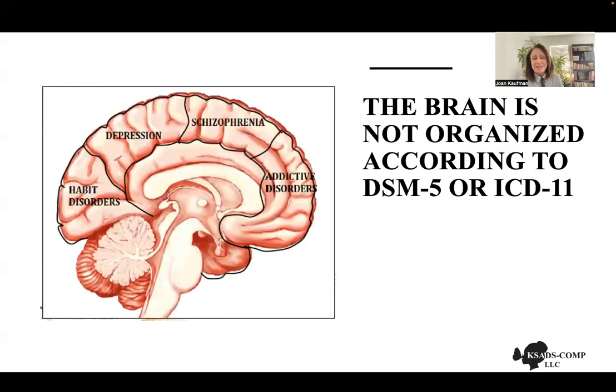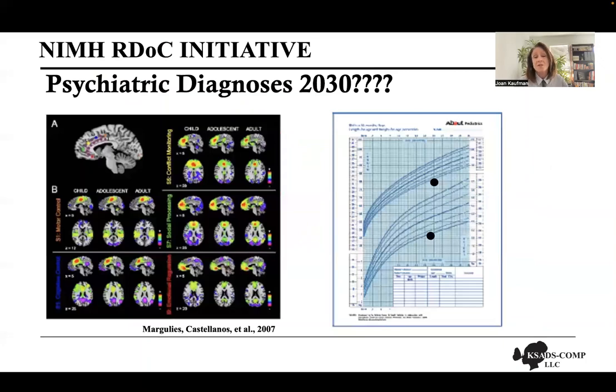So, there has been a desire in psychiatry for a long time to try to figure out what parts of the brain are associated with which psychiatric disorders. But nonetheless, what we've learned over time through decades of research is that the brain is not organized according to either the DSM-5 or the ICD-11. The National Institute of Mental Health has an initiative called the Research Domain Criteria Initiative, or RDoC initiative, which hopes at some time to be able to map various brain systems to various different types of behaviors and symptoms.